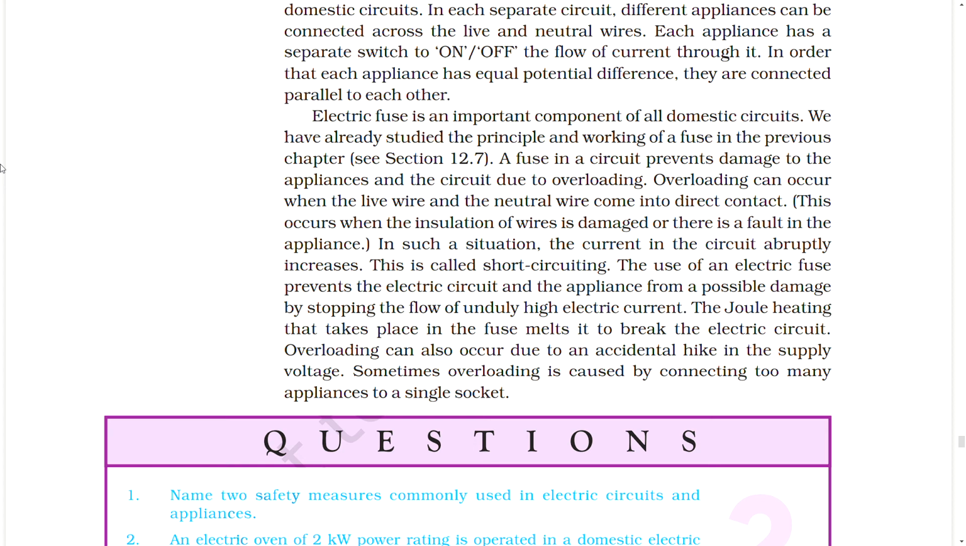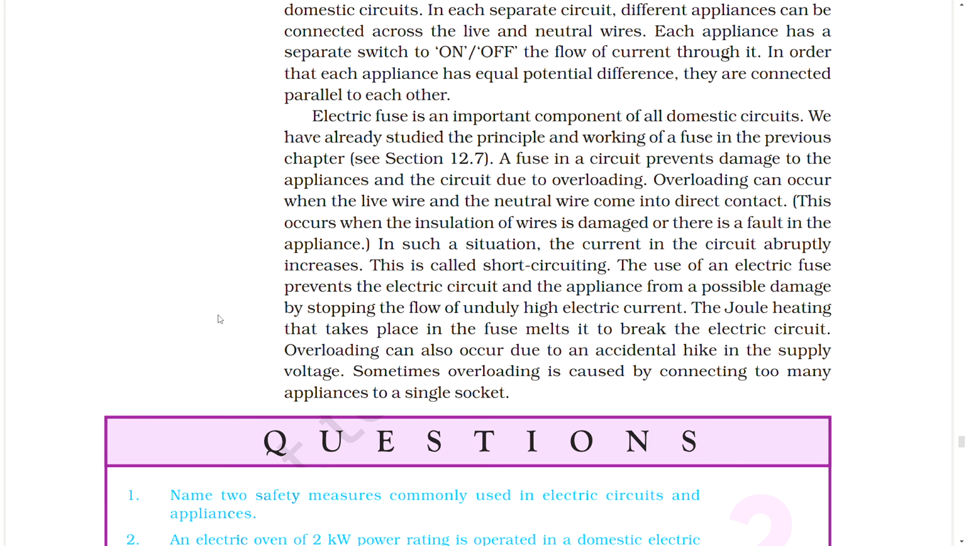In such a situation, the current in the circuit abruptly increases. This is called short circuiting. The use of an electric fuse prevents the electric circuit and the appliance from possible damage by stopping the flow of unduly high electric current. The joule heating that takes place in the fuse melts it to break the electric circuit.